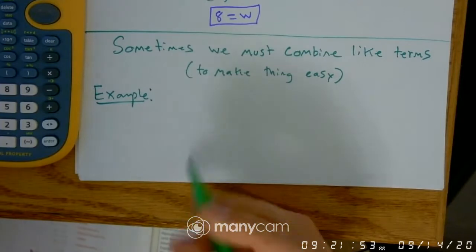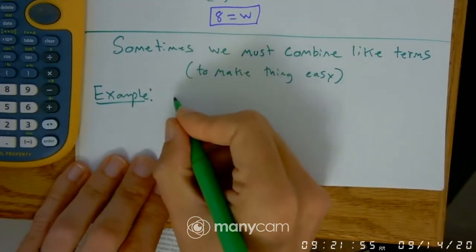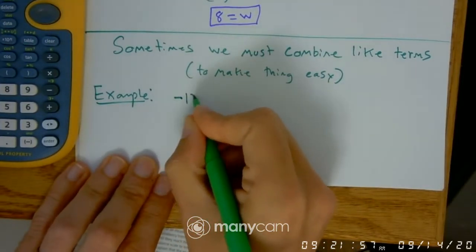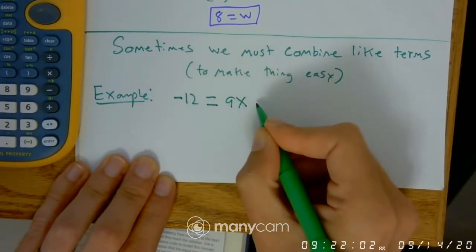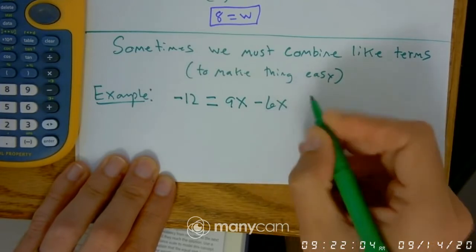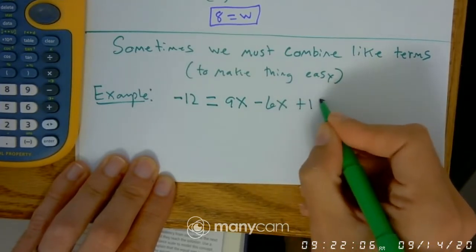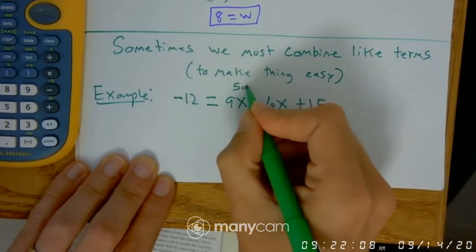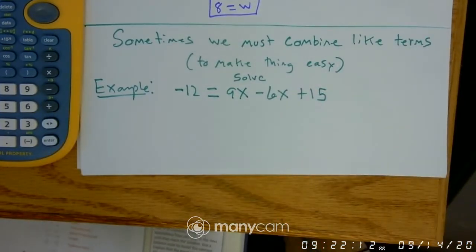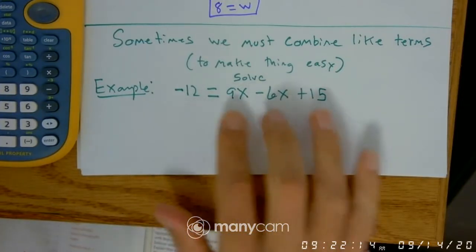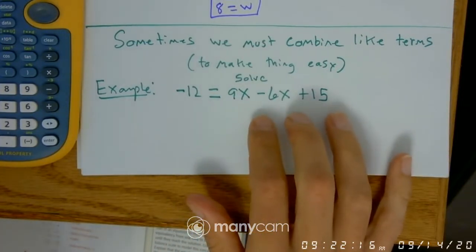So the example I'm going to share with you is going to be negative 12 equals 9x minus 6x plus 15. And we're going to solve this. Okay. Now, in this problem, what's different? Do you guys see how there's a lot more going on on this right side?